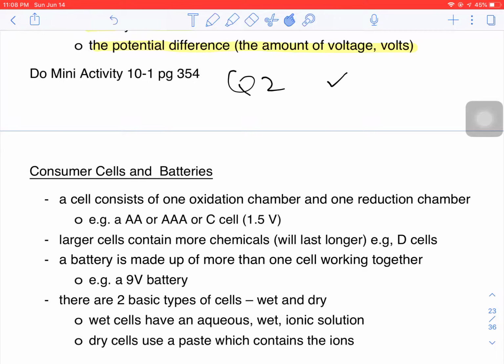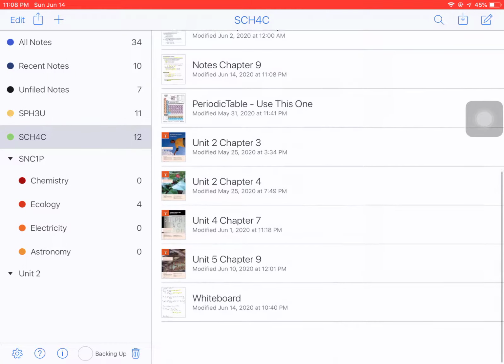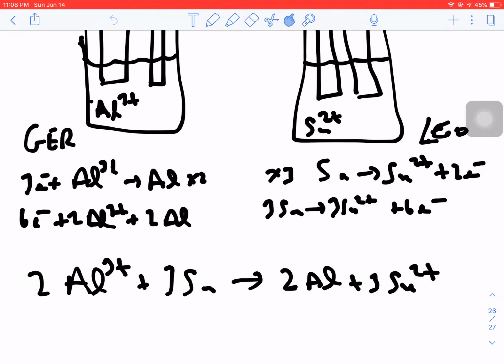Alright, so I want to spend a little bit of time and just take up one of the questions from the mini activity that I left you with yesterday for homework. So I'm going to take up question 2A, and then I'm going to finish our last note on consumer products, consumer cells and batteries. Alright, so let's go to the mini activity.